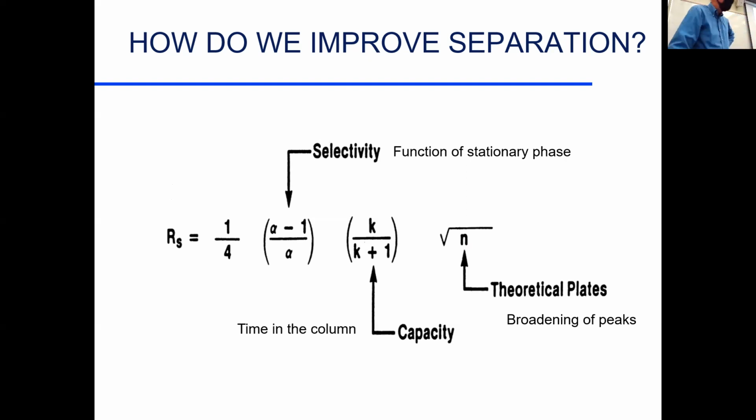So we tend to work with the right column. We tend to look for conditions that leave that analyte in the column for some time. And we try to keep that peak broadening, that spreading of the column, as little as possible.